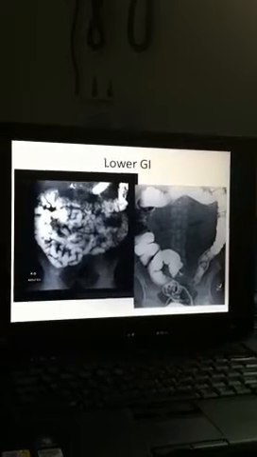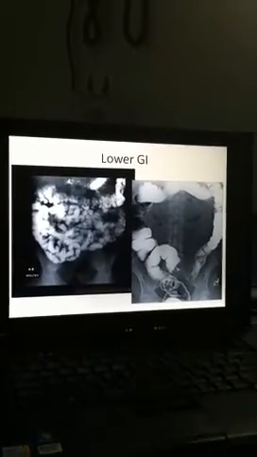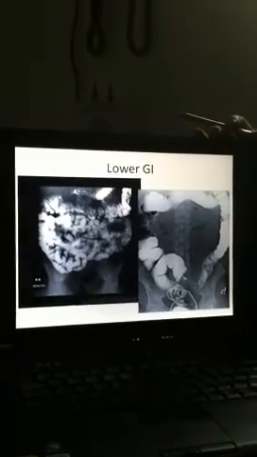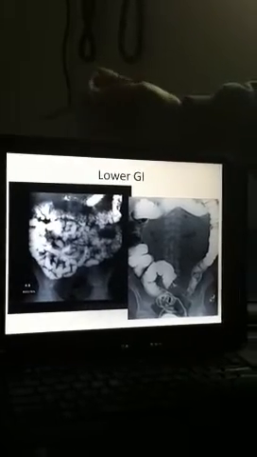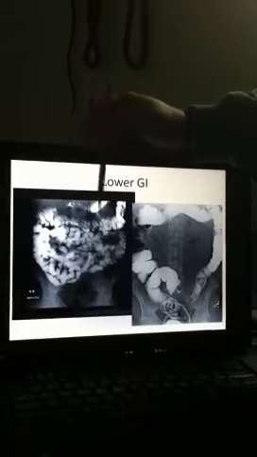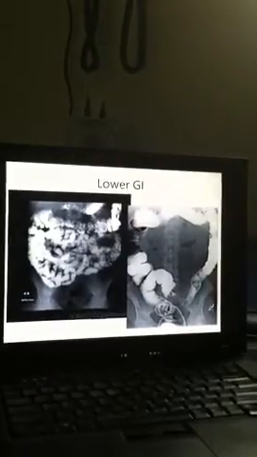Okay, so this is a lower GI, and if they just have to image the lower GI, they'll do it through an enema instead of through a barium swallow, which is equally as not fun. So here you can kind of see a little bit of the stomach going to the duodenum. I don't know if you guys can see that. And then this jumbled mess right here is what? Jejunum, ileum. Small intestines, yes.